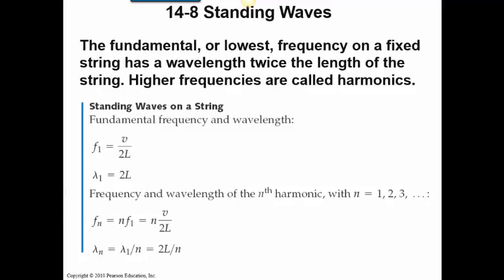The fundamental, or lowest frequency, on a fixed string has a wavelength twice the length of the string. Higher frequencies are called harmonics. The lowest harmonic, f1, is equal to the velocity of the wave divided by 2 times the length of the string, L. The wavelength of the fundamental frequency, lambda 1, is equal to 2 times the length of the string, L. The frequency and the wavelength of the nth harmonic, with n equal to 1, 2, 3, and so on, is given by the general equation shown on the slide.